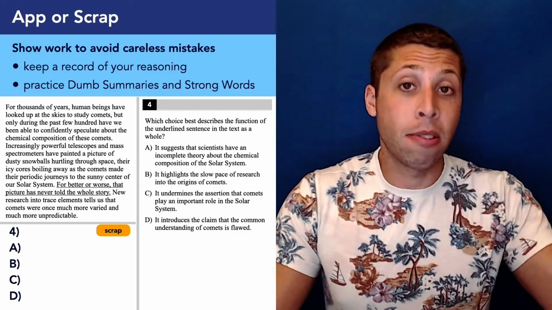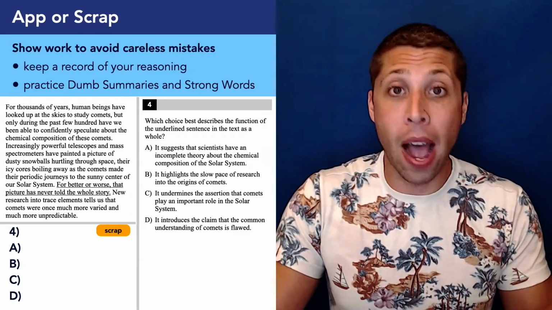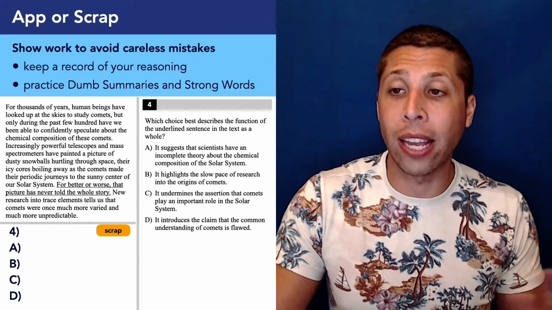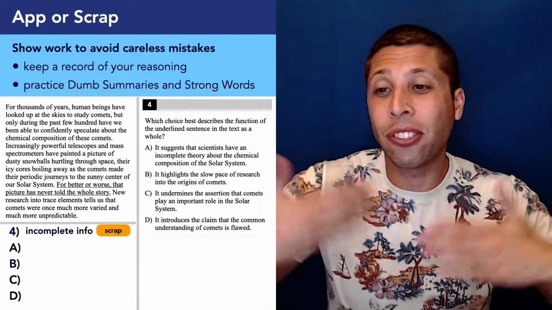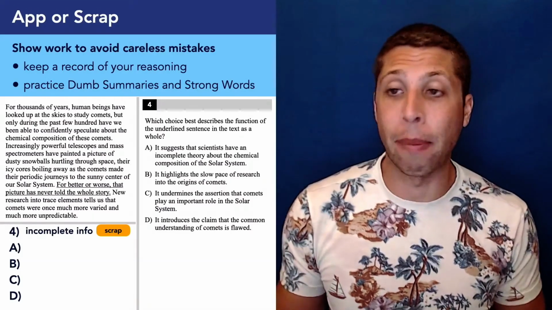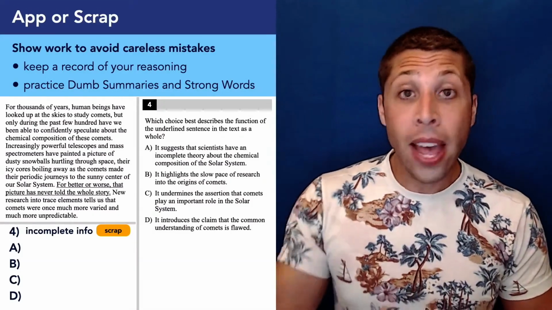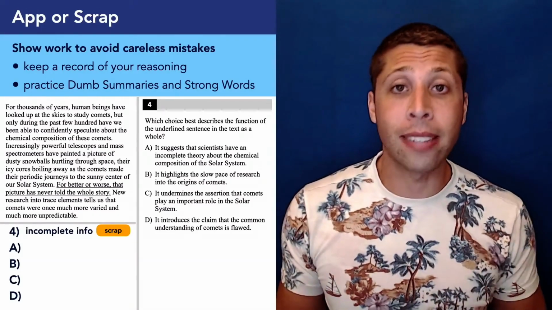So to me, they're basically saying, okay, it never told the whole story, so we have some incomplete info. We don't know everything about comets, I guess. Then I would go to the answer choices and I'd do the same. What stands out in those choices?